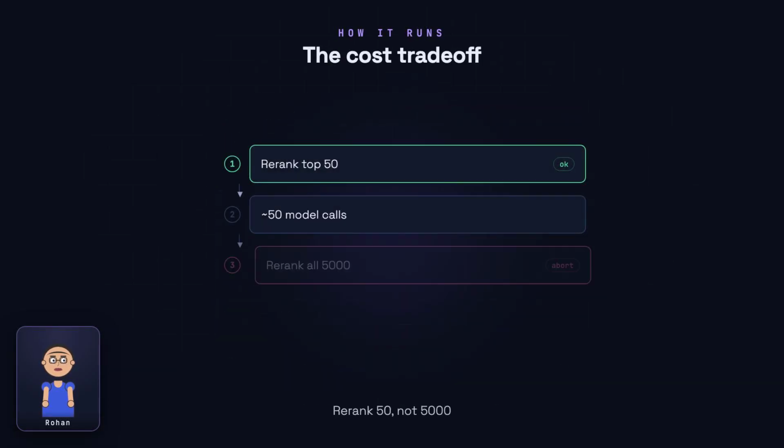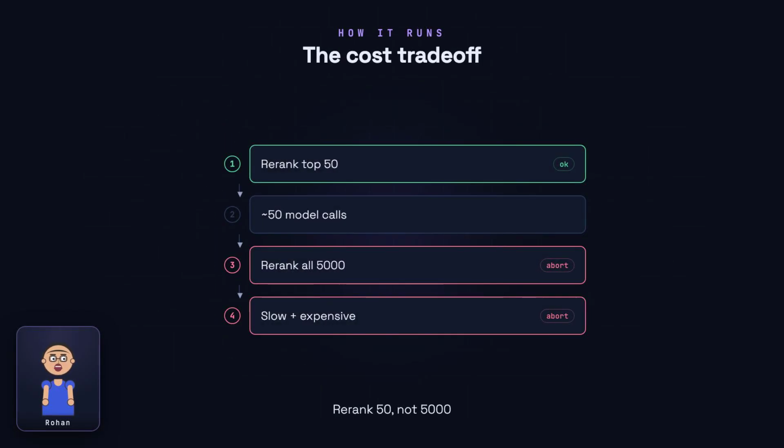This is the key discipline. The cross-encoder is slow because it runs the model once per pair. Reranking 50 candidates is fine. Reranking your whole index of 5,000 chunks would be slow and expensive, and would defeat the point. Retrieve cheap and wide, rerank expensive and narrow.